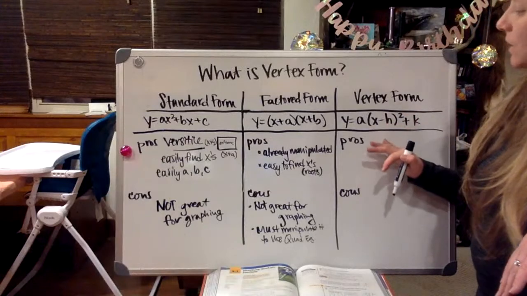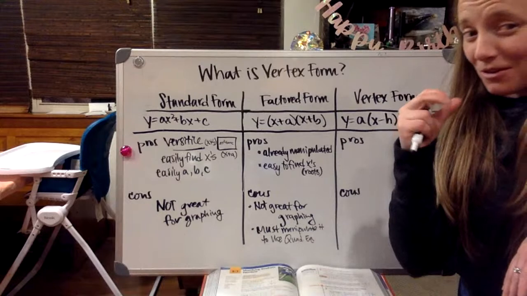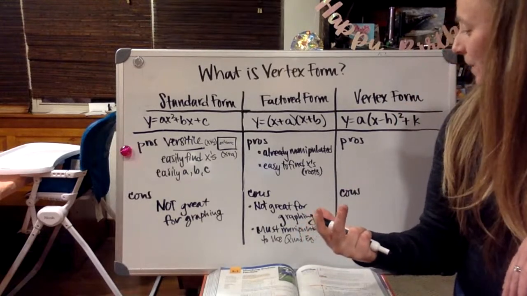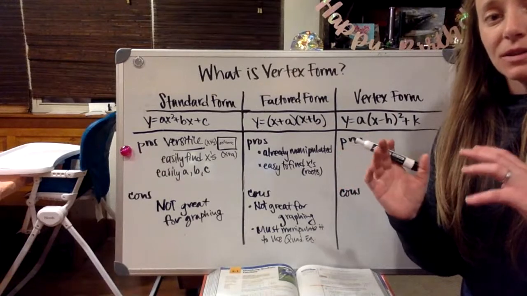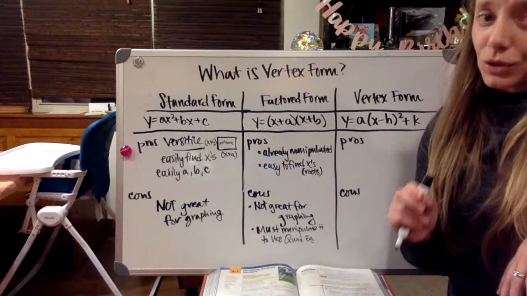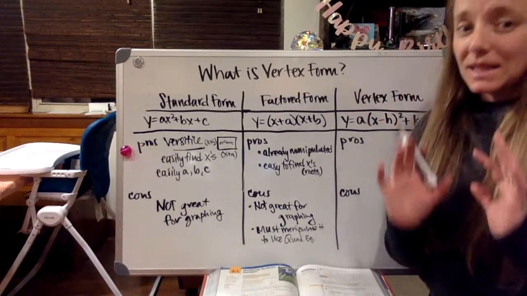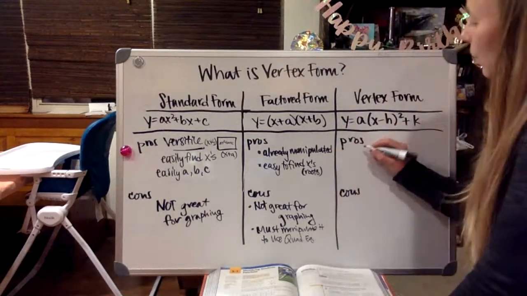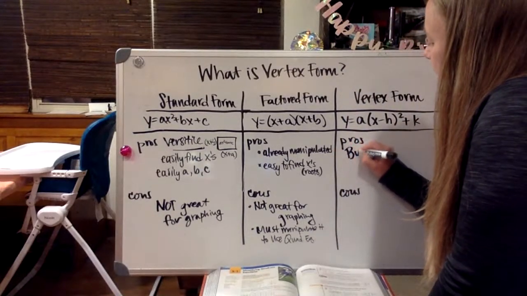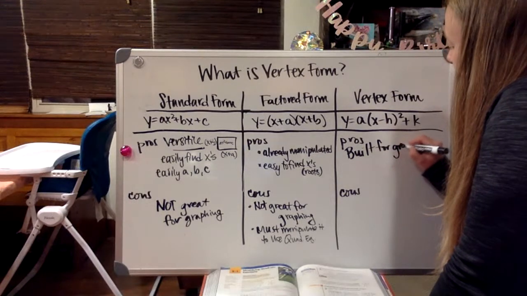The thing about vertex form is you can easily find the vertex with it. It just falls right out of the thing. It's awesome. You can also easily see how wide or narrow it is. You can also see if the parabola is going to open up or down super duper easily. It's awesome. Vertex form is literally built for graphing, which is great. So pros, it is built for graphing.